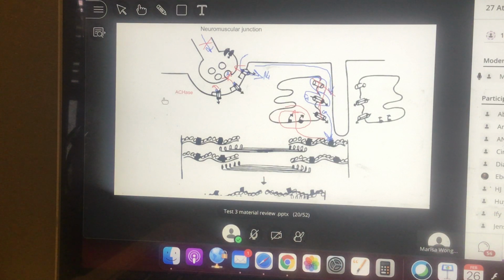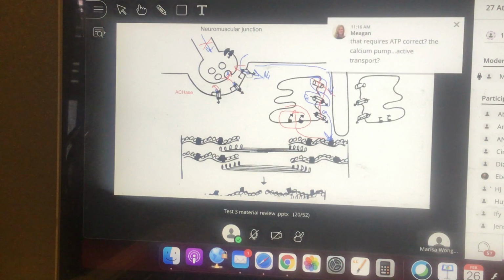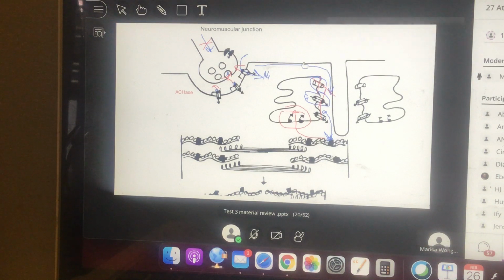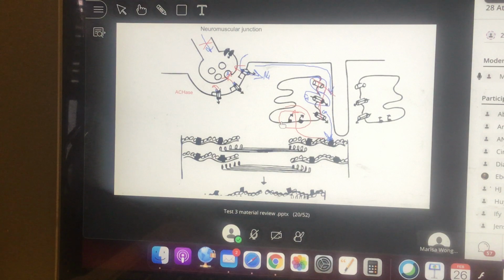Same thing if you didn't have this enzyme, this acetylcholinesterase. If that enzyme was broken, then the acetylcholine is going to stay present to these channels, which means the action potential is just going to keep going, which is going to cause these channels to stay open. So yeah, there's a couple of steps that you could interrupt that would result in the same thing. Yes, Megan, you're 100% correct.